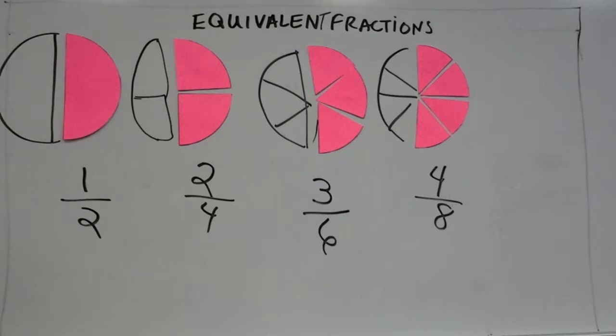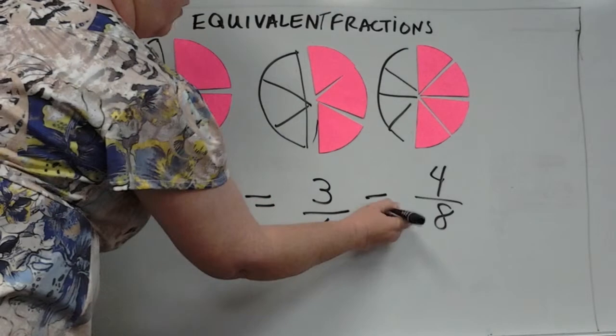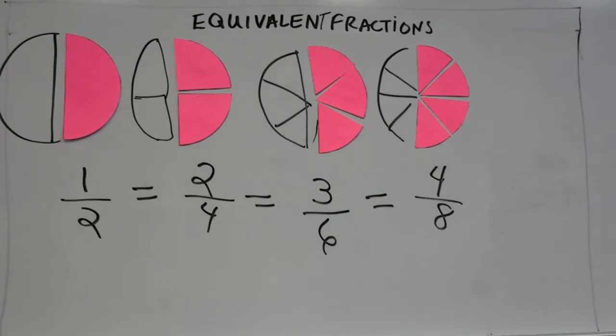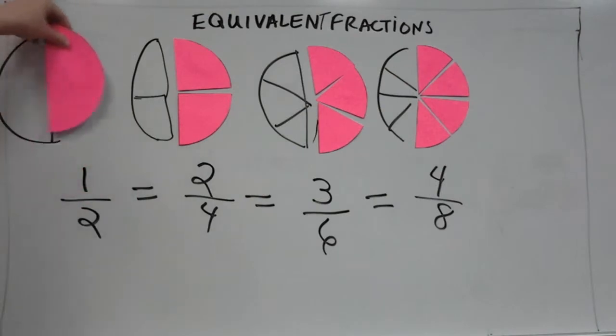All of these fractions are what we call equivalent, which is a fancy word for equal. That's equal to that, that's equal to that. Those are all equal because they're all the same part of the whole. Okay, if you wanted to, you could stack them on top of each other. You'd have the same part.